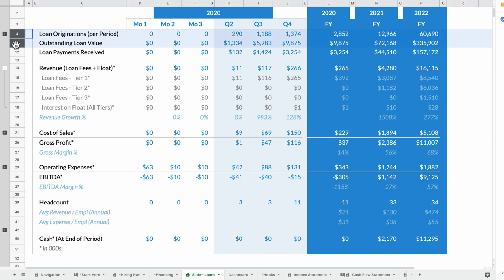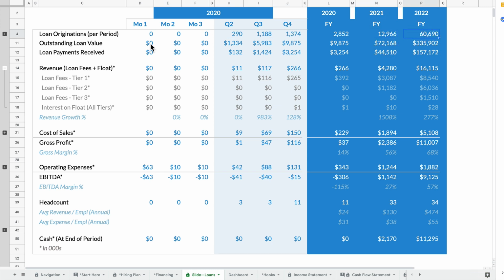We put three KPIs up top. So loan originations, the number of loans being made per period. The first three columns are months, so the first 3 months the company is in existence. Then we shift to a quarterly view, which is 3 months. And then this gives a summary of the first year, so this is a sum of these columns. And then you get year 2 and year 3.